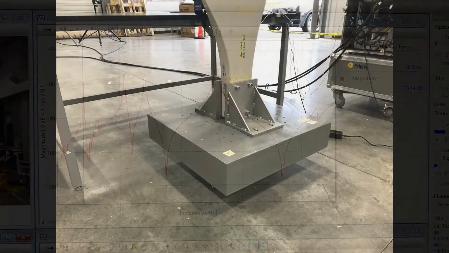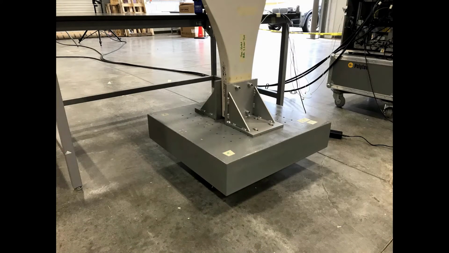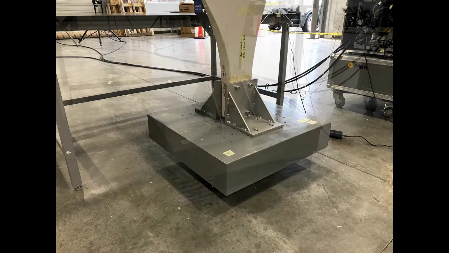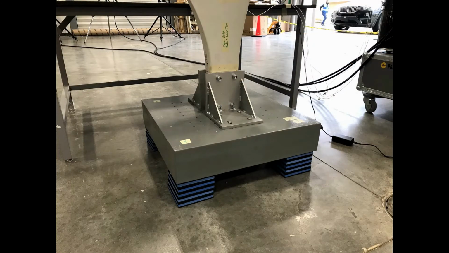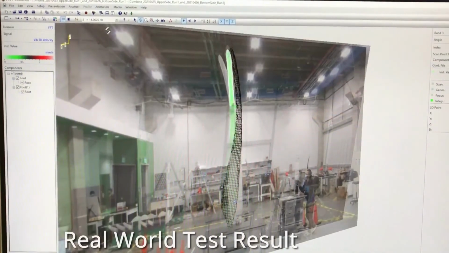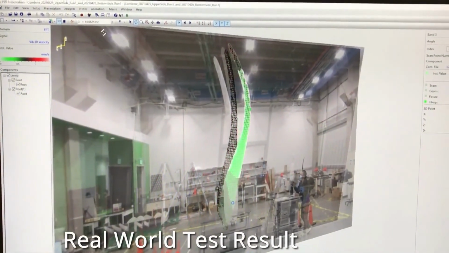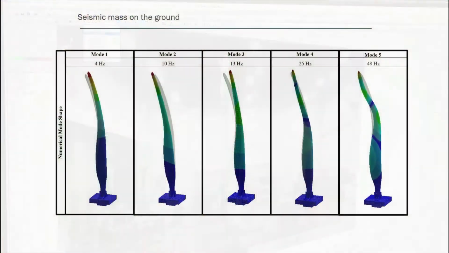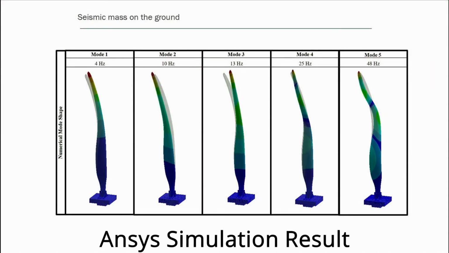Now, the first test was done with the seismic mass sitting on the ground. This is to simulate a fixed boundary condition for the root of the blade, but the seismic mass can also be placed on EVA foam, which allows us to simulate a soft spring boundary condition for the root of the blade. The purpose of this is to understand the dynamic response of the blade under different boundary conditions. And the reason we're doing this is to compare the real-world tests of the blade to the computer simulations of the blade that can be run in software like ANSYS.